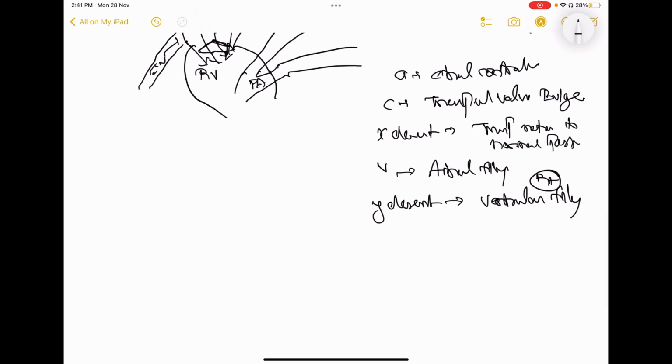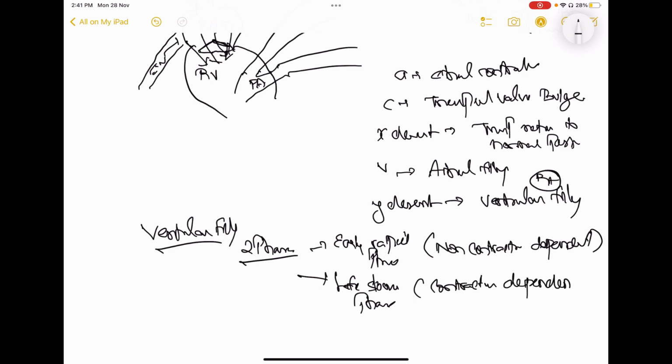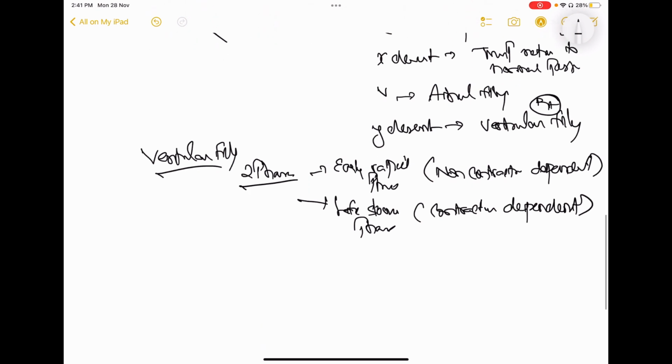And know that during ventricular filling, there are two phases. One is early rapid phase and a late slow phase. A rapid phase is non-contraction dependent, and the slower phase is contraction dependent. So what do I mean by that? Contraction dependent and non-contraction dependent.